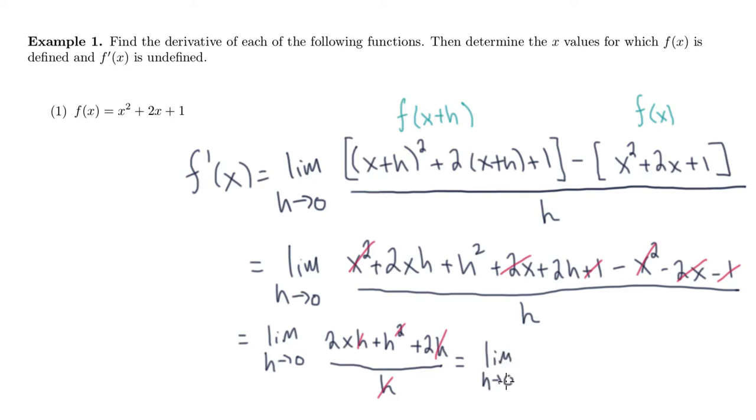The limit as h goes to 0 of 2x plus h plus 2. And what happens now if we let h go to 0? We're left with 2x plus 2. That is the derivative function. It's a function that if I input numbers in the domain of f of x, it outputs the slope of the function at that point. And we'll see a picture in just a second.